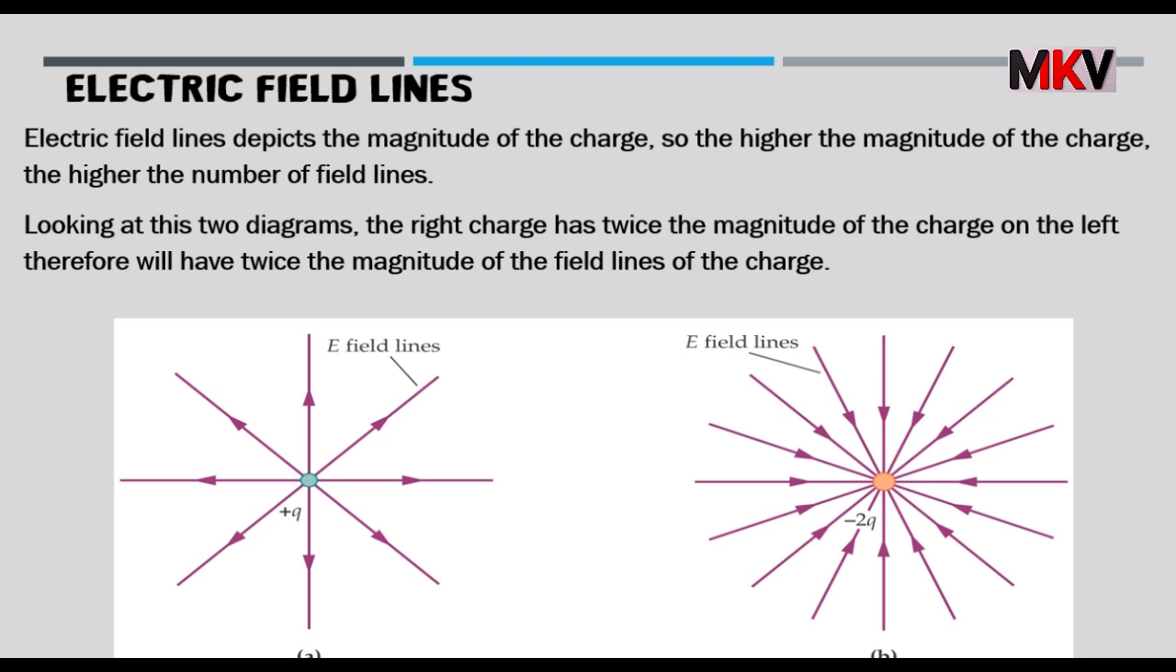So this is how electric field lines are depicted. They show the magnitude of the charge. So the higher the magnitude, the higher the number of electric field lines, and the lower the magnitude, the lower the number of electric field lines.